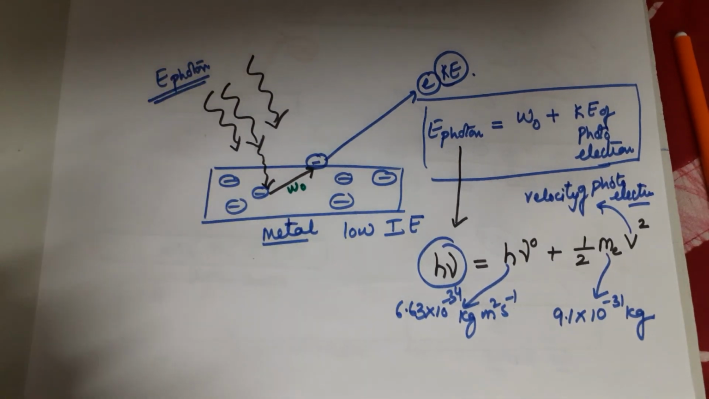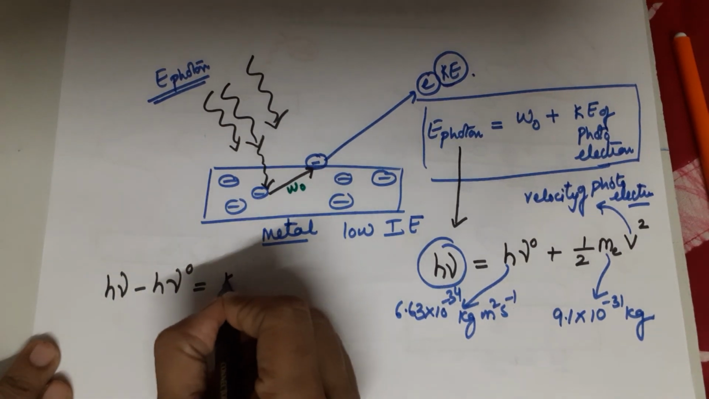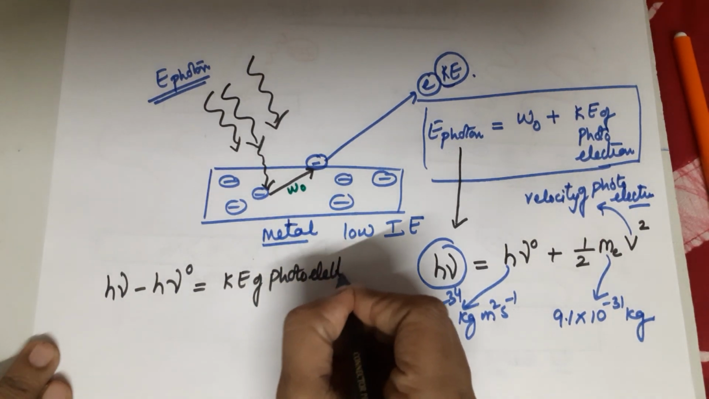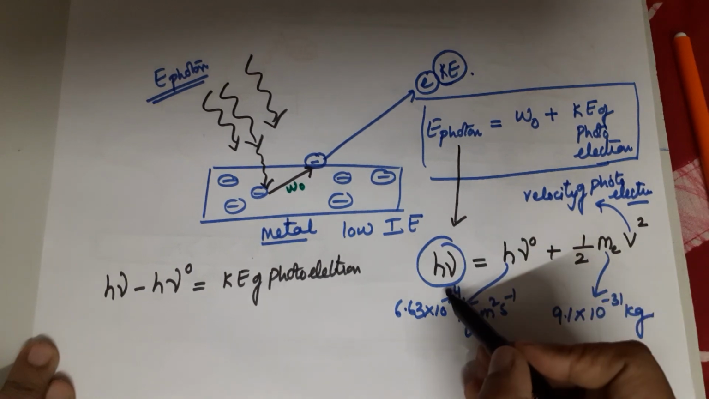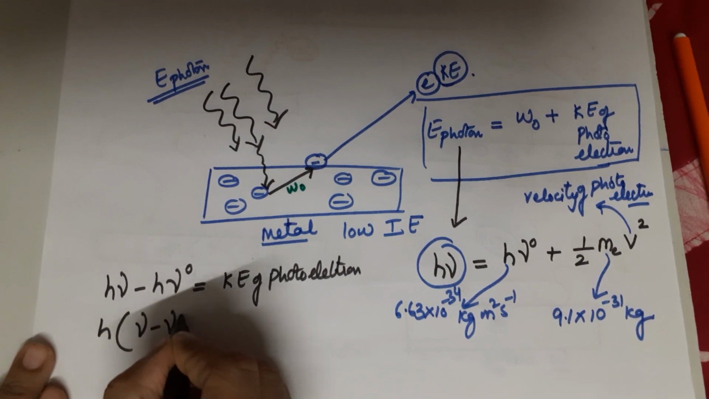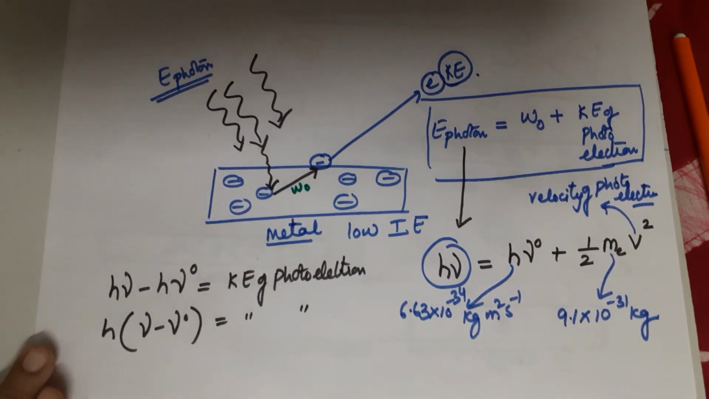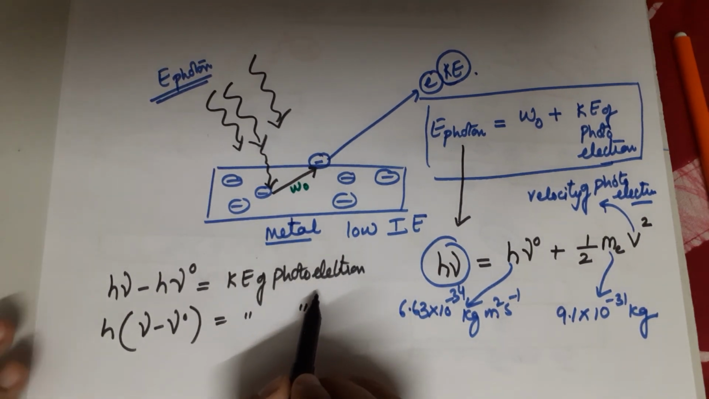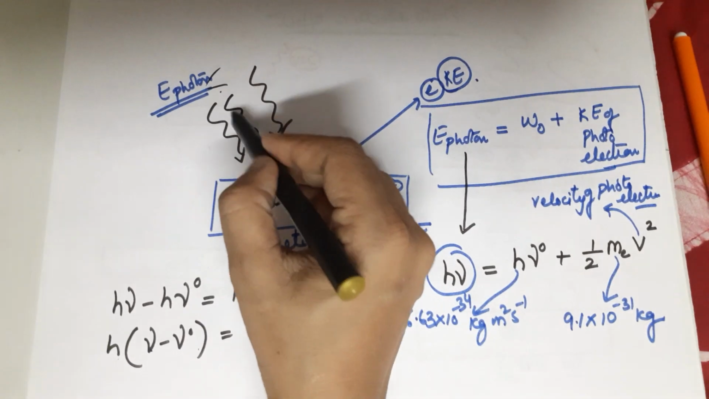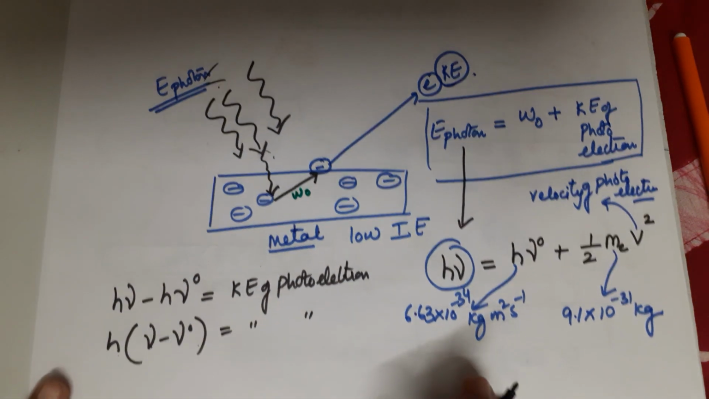Now readjusting this expression, can I say h mu minus h mu naught is equal to the kinetic energy of the photoelectron? From here, h mu minus h mu naught gives me the kinetic energy of the photoelectron. Can I further write h common? h times mu minus mu naught is equal to the kinetic energy of the photoelectron. So if you want to find the kinetic energy of the photoelectron, you can substitute these values. h is the Planck's constant, mu is the frequency of the photon of light hitting the surface, and mu naught is the threshold frequency, the minimum frequency required.